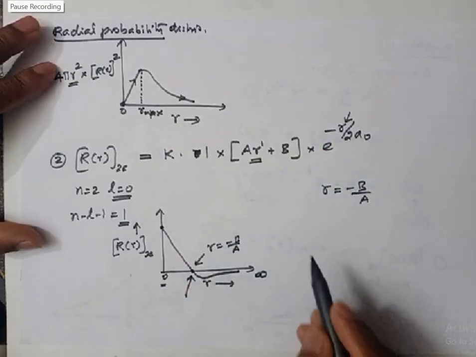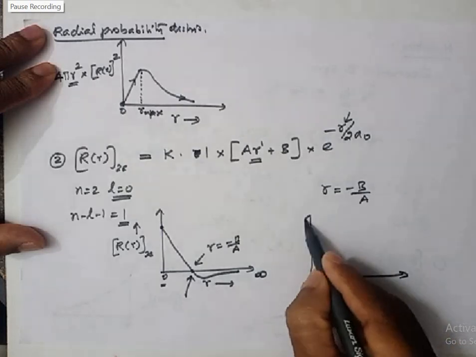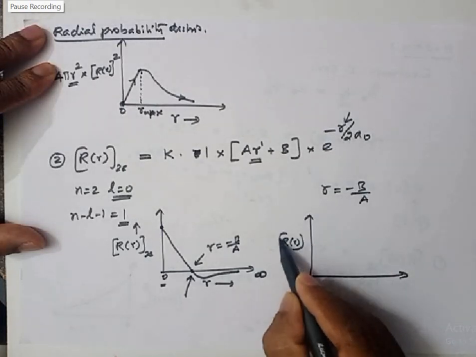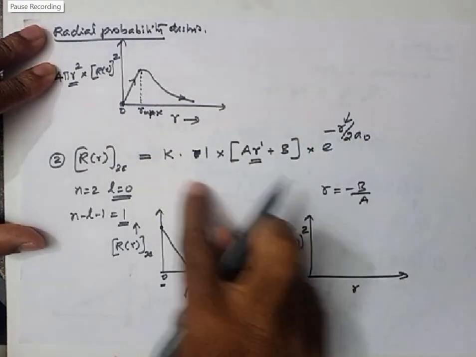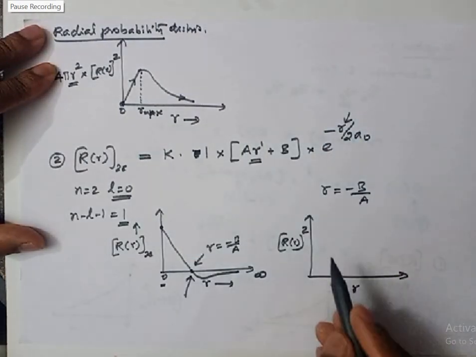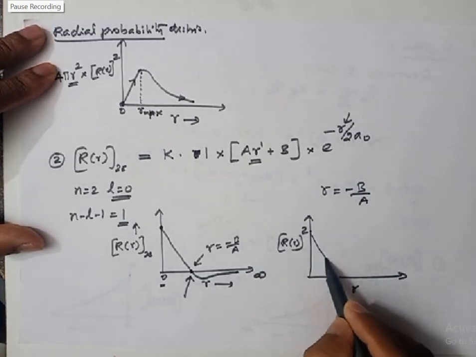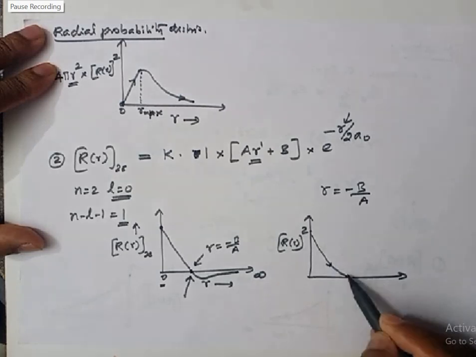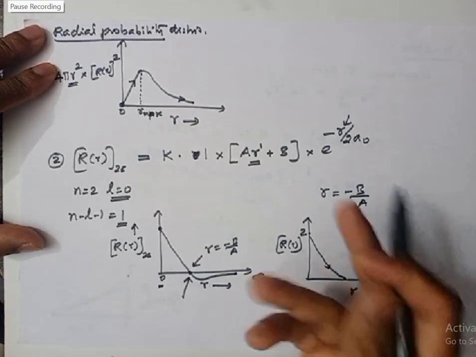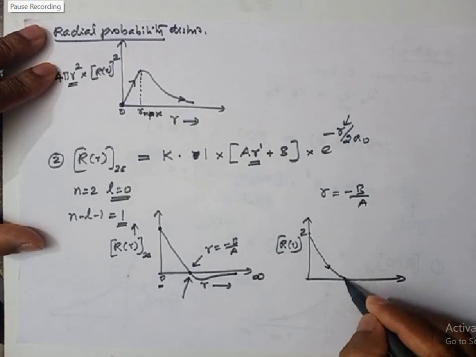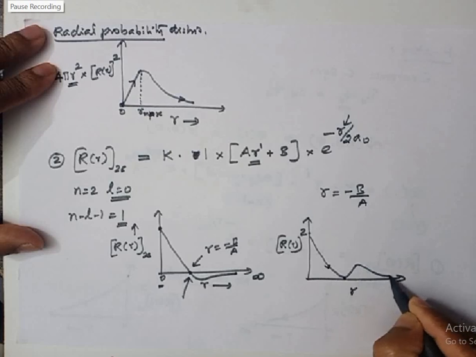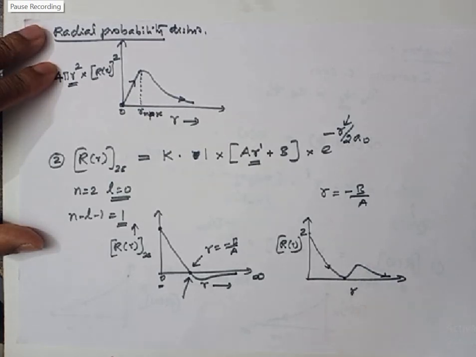Then what happens if we make a probability plot? Probability means take the square of this wave function and then plot. If you take square, what will happen? The probability will decrease, become 0. Then it never goes to negative side because you are taking square. Instead, it goes like this, then it goes like this. Okay, the function will go in this manner.